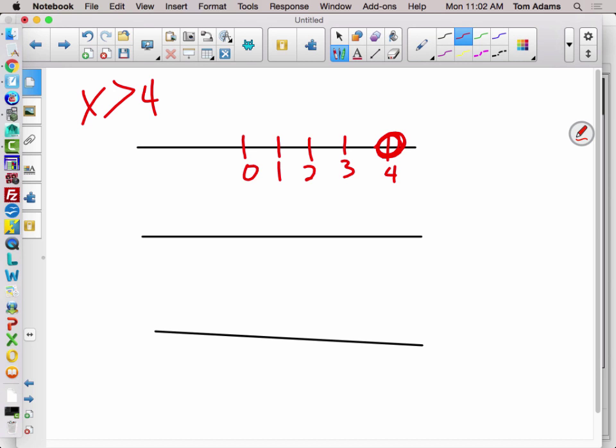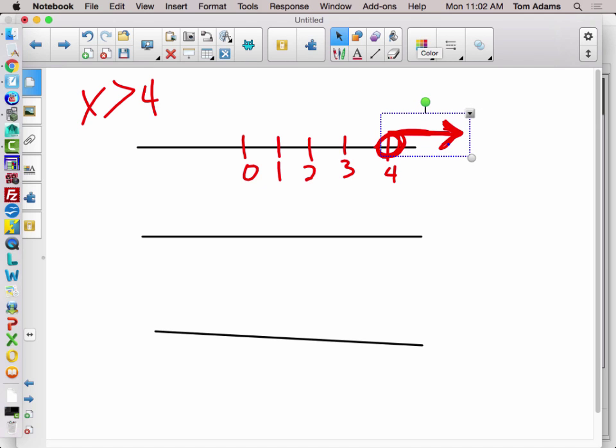And what I like to do, and I think it's better if you have different colored pencils or use a highlighter, is go in this direction and draw an arrow. If you don't have colored pencils, you can just put it on top of the open circle. Doesn't bother me one way or the other. This is how I represent my solution, using inequality notation, and this is how I can represent that information using a graph.